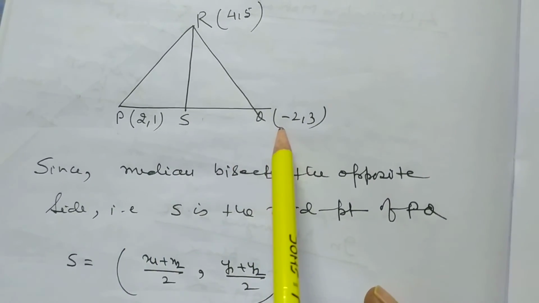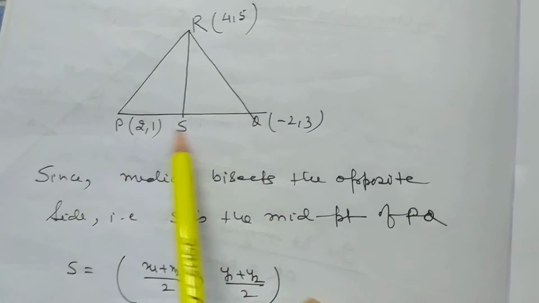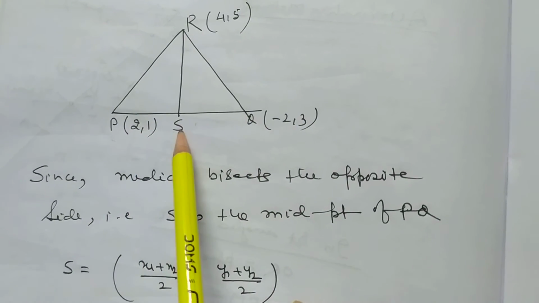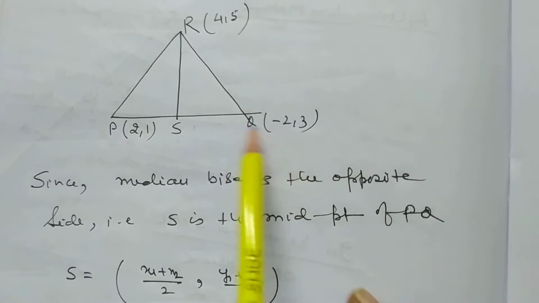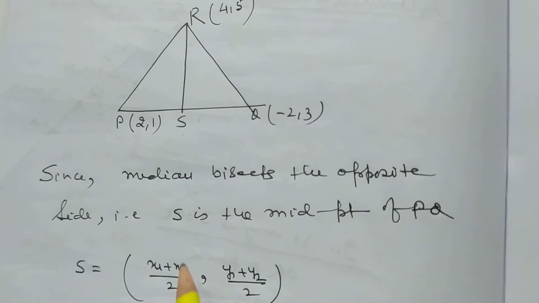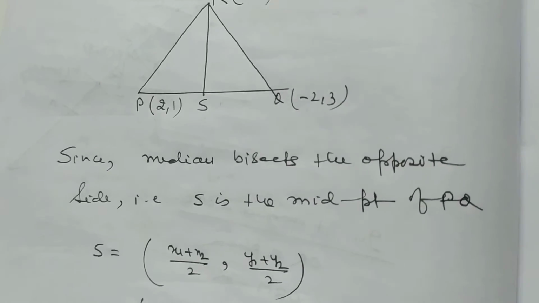So by using the midpoint formula, the coordinate of S will be the average of the x coordinates of P and Q, and the average of the y coordinates of P and Q. So it will be (0, 2).